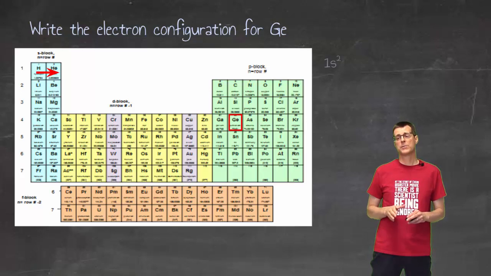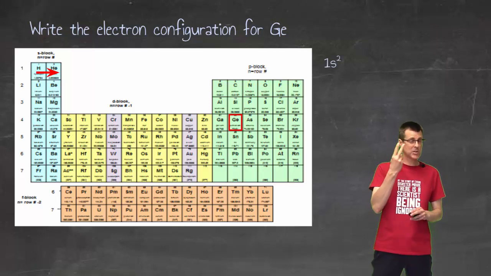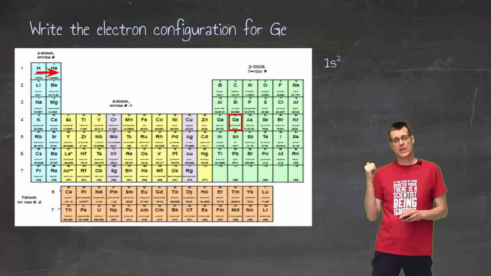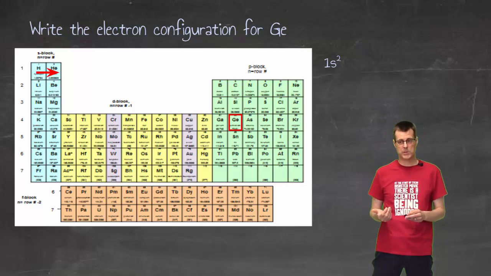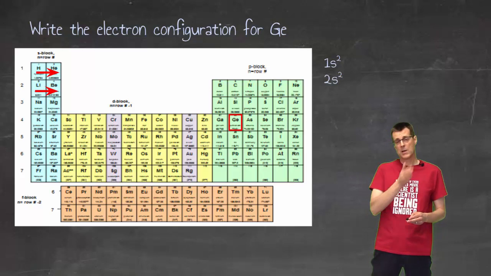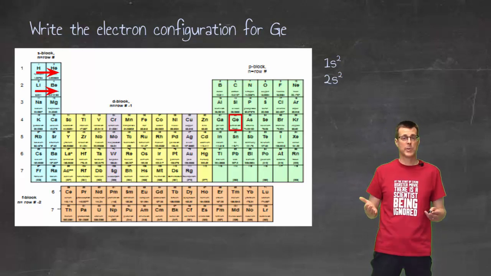As I get across the first row, I'm in the S block, and I've got 2 boxes. So that translates into 1s2: first row, S block, 2 spaces which represent 2 electrons. Then I'm going to go across the next row. To start across the second row, I'm going to start in the S block, so I'm going to do a similar kind of thing. Second row, second energy level, 2s2. S block, 2 electrons, 2 boxes.